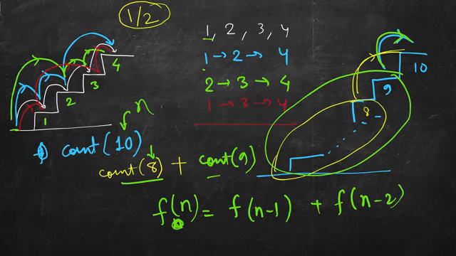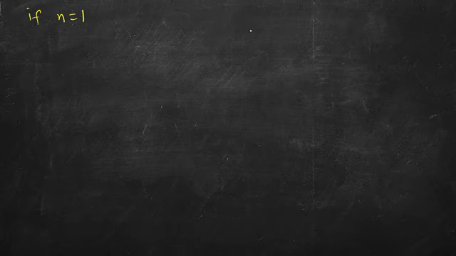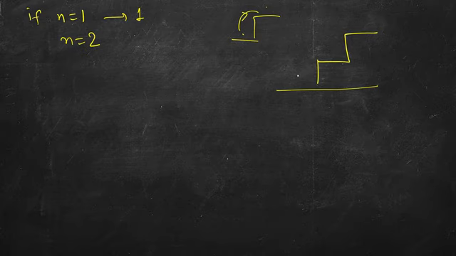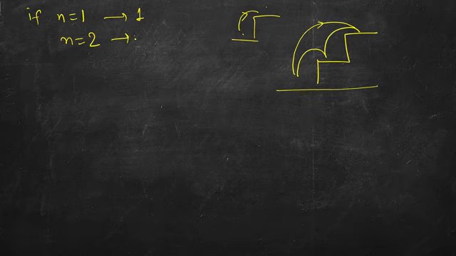So what we will do here, we will start from the base case. If n is 1, then there is just one way. You have one stair and you have to reach from here to here. You will take one step. If we have two steps, then you can go one at a time, or you can directly go here. There are only two ways.